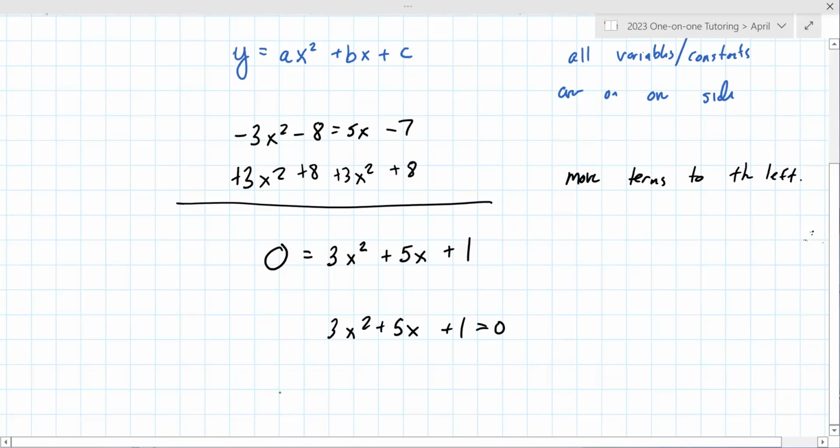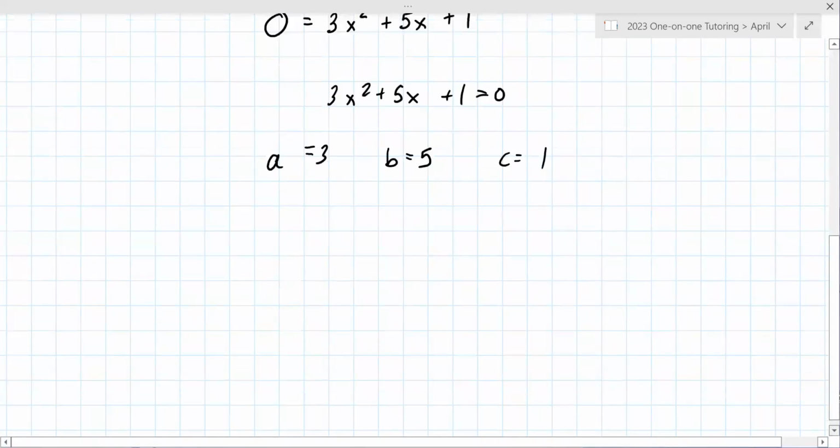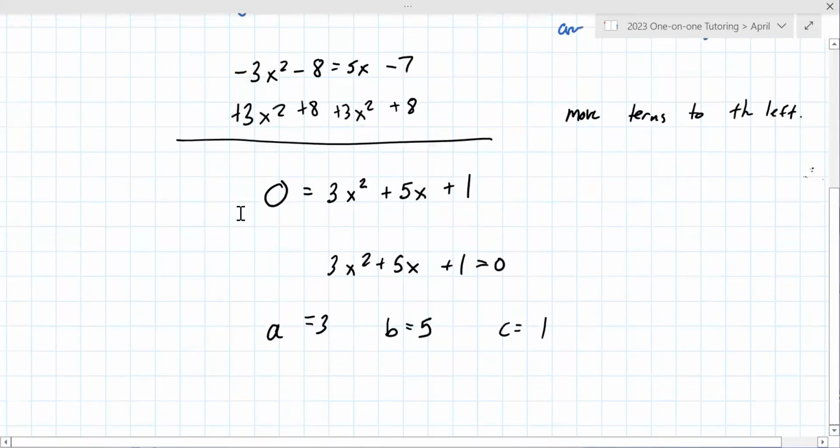So you can actually just move it to the right like this. And then you're now ready to answer the question: what is A, what is B, and what is C? A, B, and C are numbers. They have nothing to do with the letters, but they are in front of the letters. So A is the number in front of x squared, 3. So A is 3, B is 5, and C is 1. Okay, so just to see if that's clear, and again, if I go too fast, just let me know to slow down, but you'll get these at the end if needed.